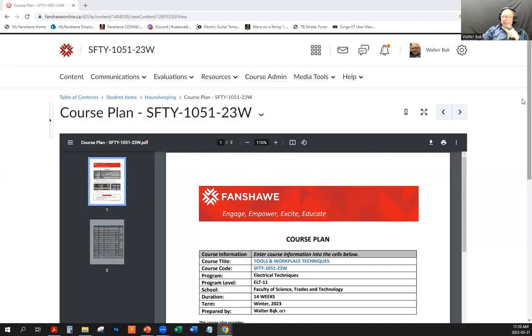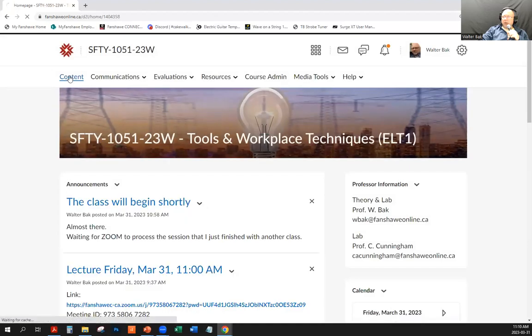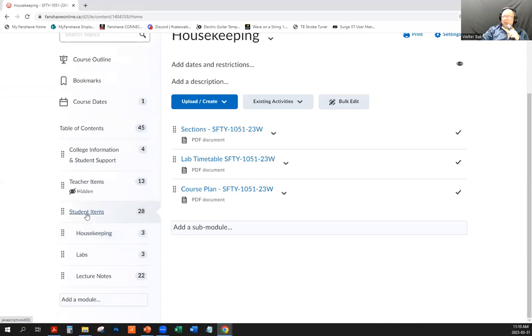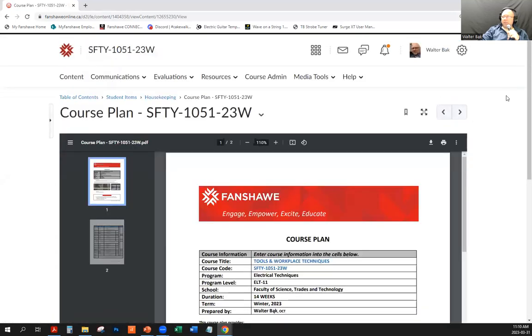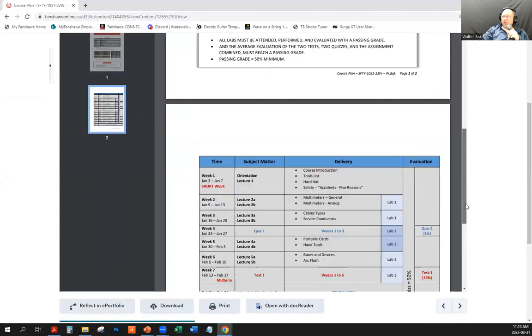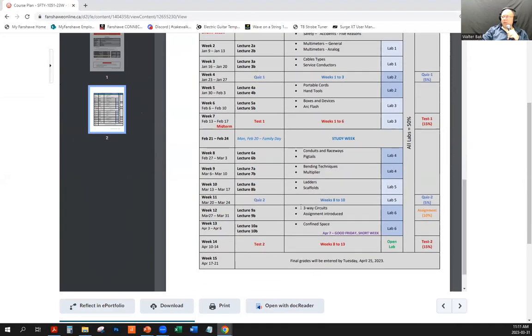All right, so when you see this class portal, here's our class portal. We go to the Content tab right here, and we go to Student Items, and we go to Housekeeping, and go to the course plan right here. We scroll down, look at our course plan. This is our theory classes, for example, and I have broken down the weeks.